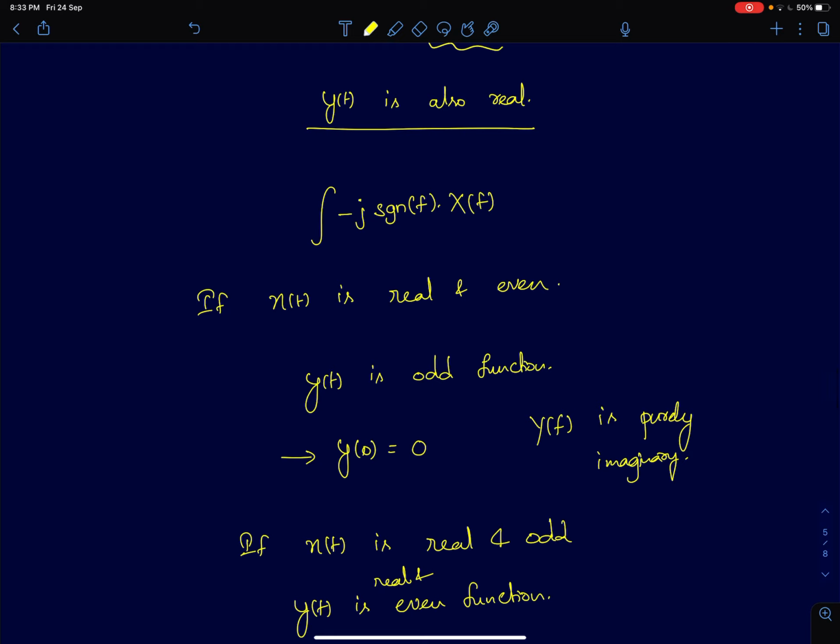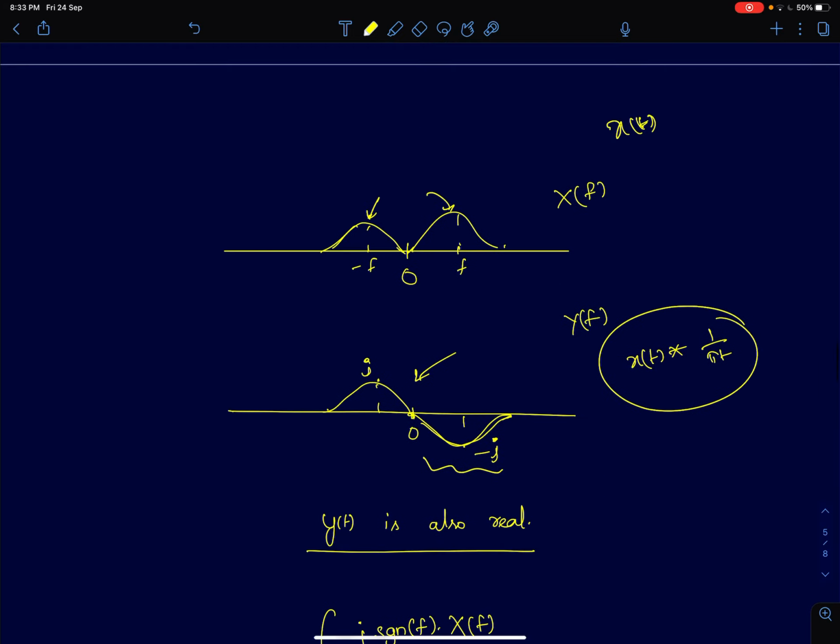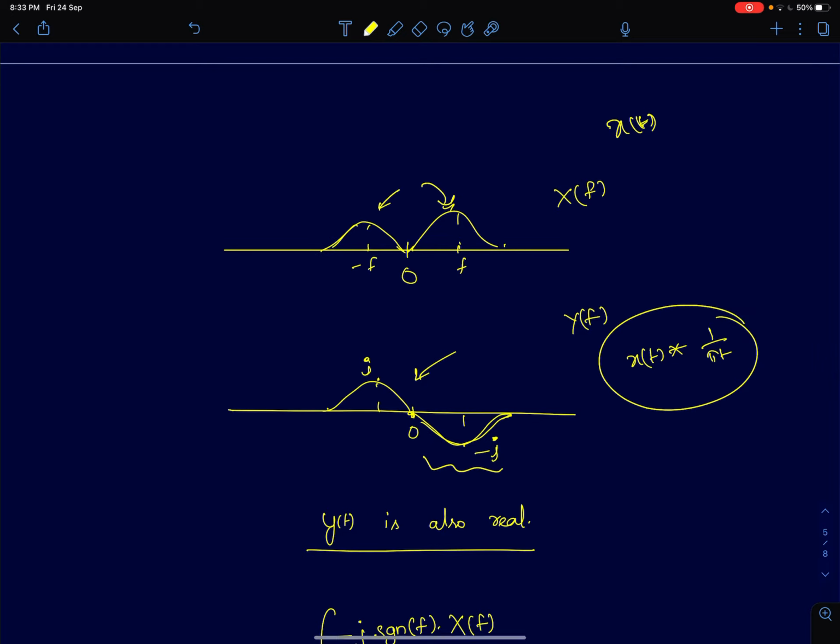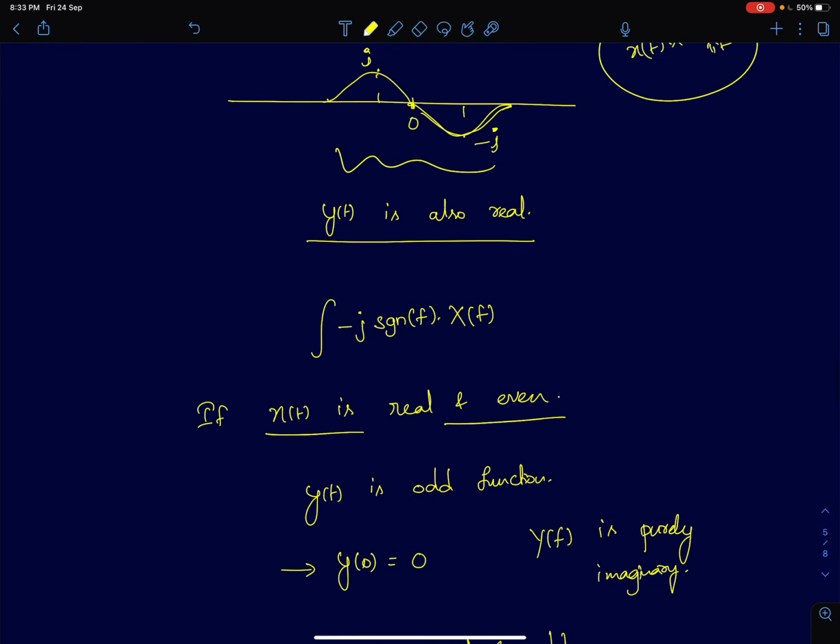Now what happens if x of t is real and even? If x of t is real and even, the Fourier transform is going to be real and even as well. So when you multiply it with minus j signum of f, you can immediately see the Fourier transform is going to be purely imaginary, and again it's going to exhibit odd symmetry because it's a real signal.